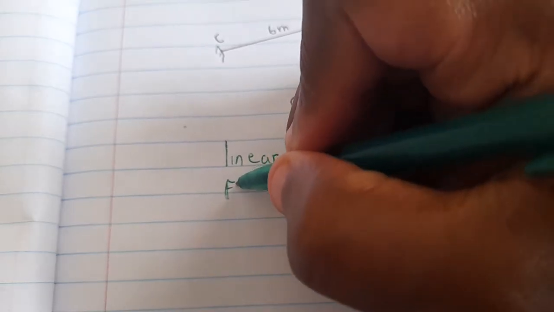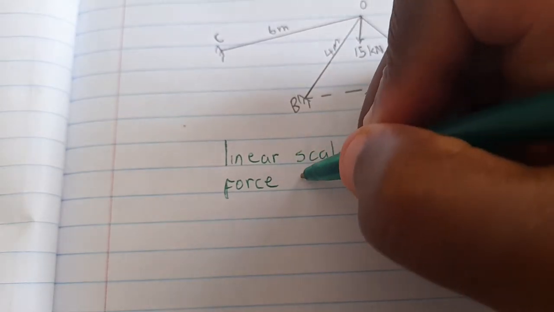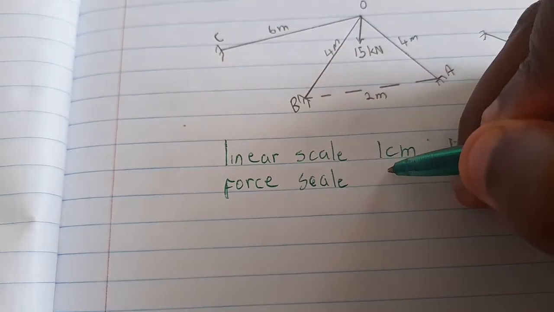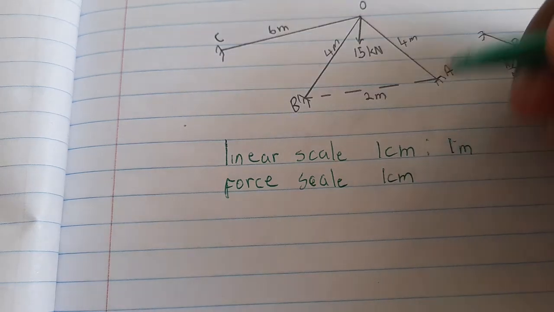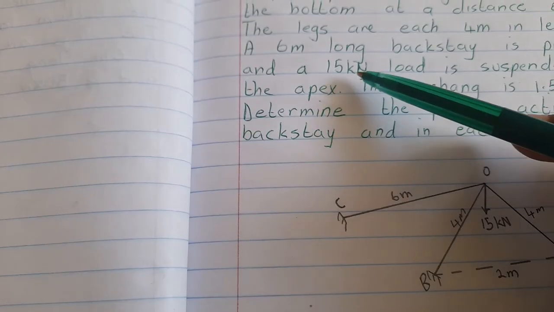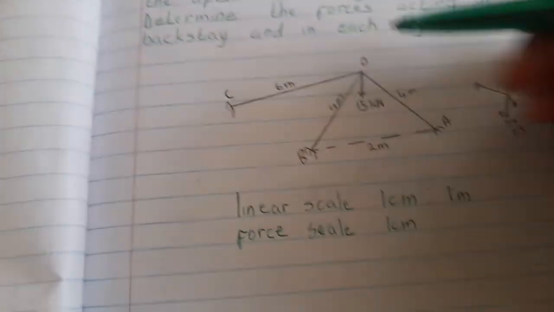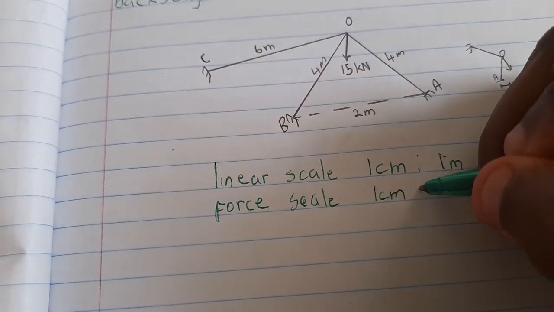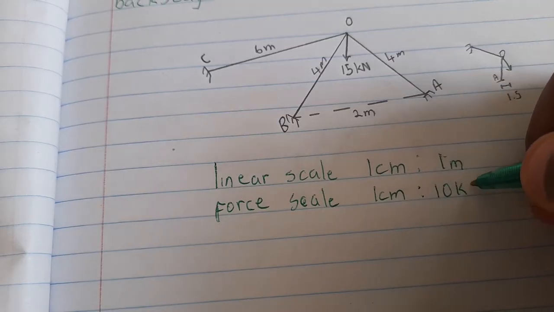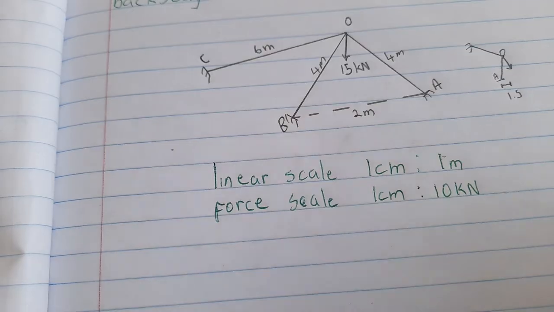And then let's establish a force scale. Let's say 1 centimeter will represent, how big is our force? 15 kilonewtons. Okay, let's say 1 centimeter will represent 10 kilonewtons. Okay, that's our scale.